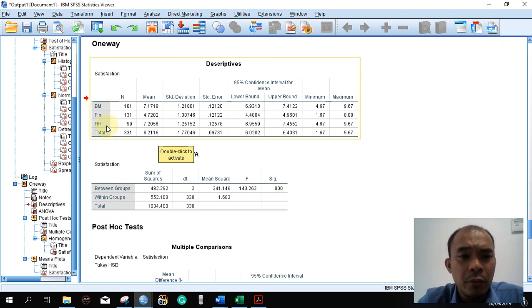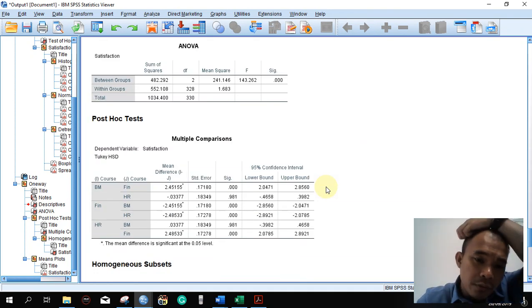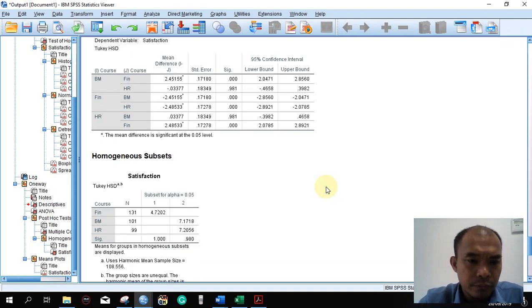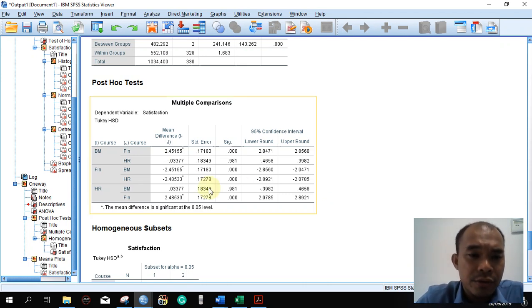Based on the mean, we can directly say that the finance is very much away from the mean of BM and HR. So if you're going to do the post hoc analysis here, how do we do this? In order for us to analyze the post hoc analysis, we are just going to look at this value here. This is the BM compared to finance, BM compared to HR. Is there a significant difference? You go to the SIG.